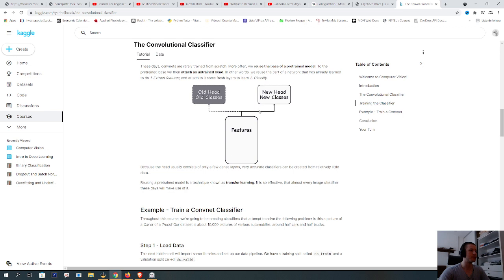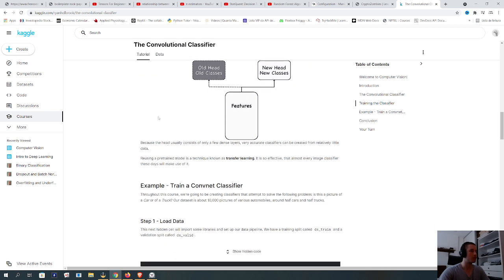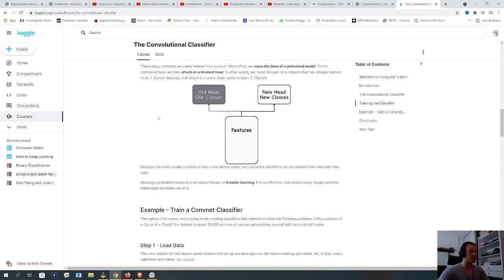So I have the features, and you have the classes. Because the head usually consists of only a few dense layers, very accurate classifiers can be created from relatively little data. Using a pre-trained model is a technique known as transfer learning. It is so effective that almost every image classifier these days will make use of it.